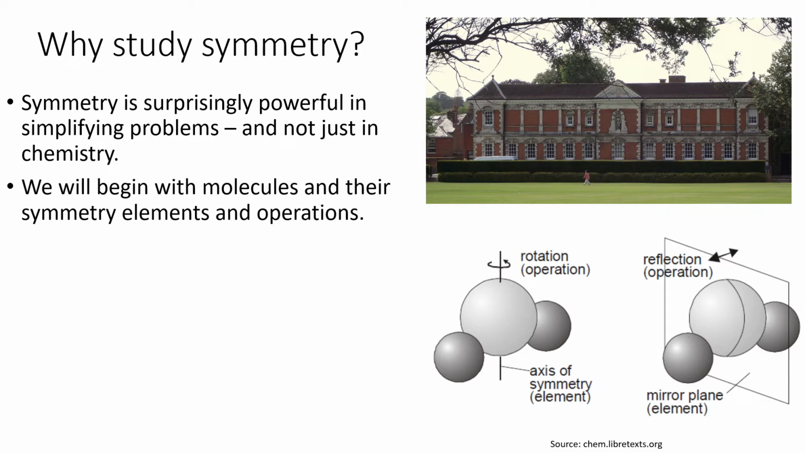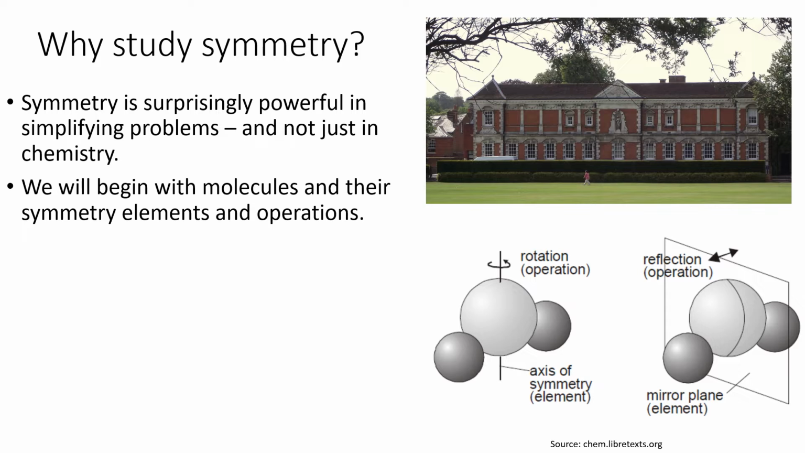Going on to our motivations for studying symmetry, it turns out to be surprisingly powerful in simplifying problems, not just in chemistry. But the approach we're going to take to begin with is just looking at molecules and the symmetry of those molecules in terms of elements and operations. Here we've got a lovely symmetrical looking building on the screen, and also a couple of depictions of water molecules in the context of symmetry. The two obvious types of symmetry we'll begin by looking at are rotations and reflections.